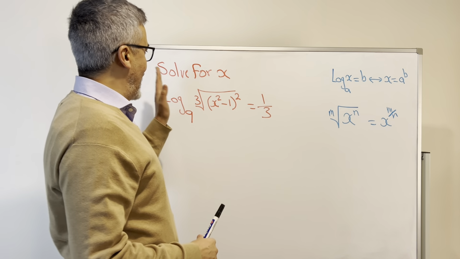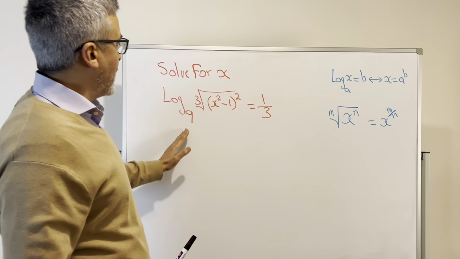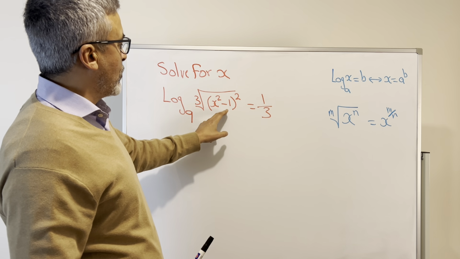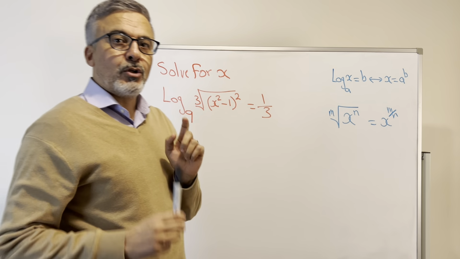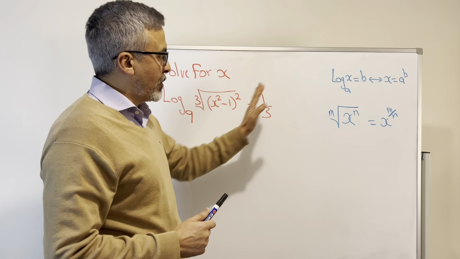Hi again. A logarithmic equation: log base 9 of the cube root of x squared minus 1, all squared, equals 1/3. We want to solve for x. To be able to solve for x, there are a few things you need to know.